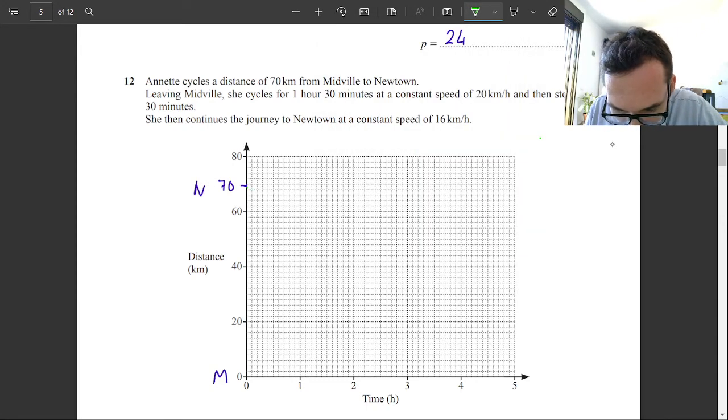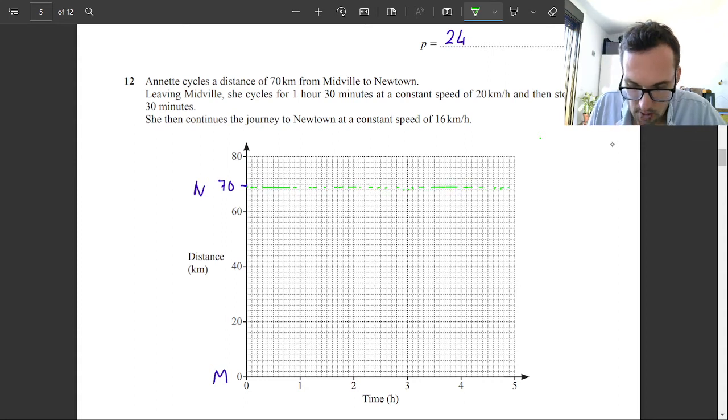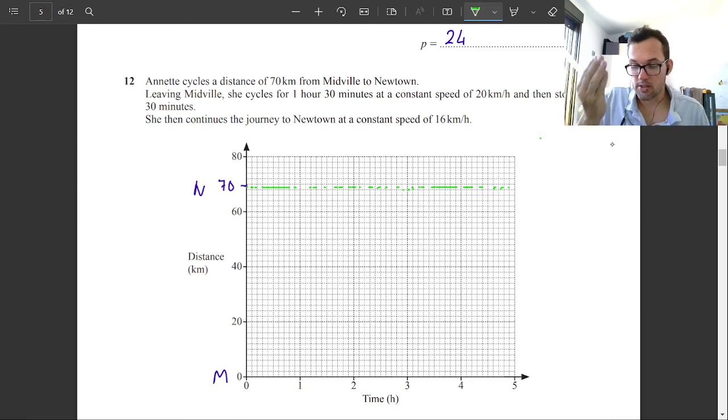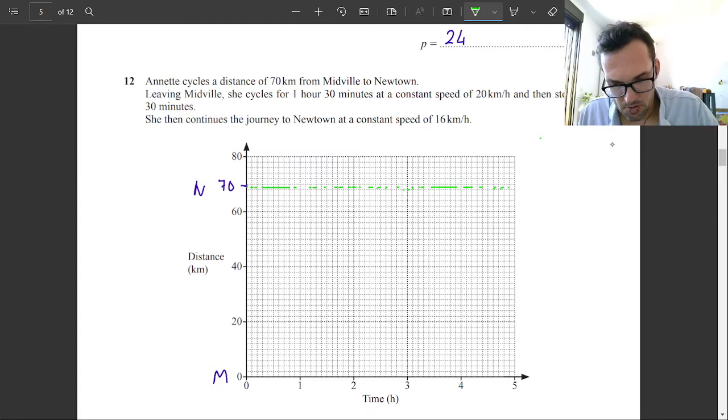Right, so at some point, she's going to stop on this line, which is 70 kilometers away. Okay, let's also look carefully at the scale. The vertical axis has 10 squares between 0 and 20, so each little square counts for 2 kilometers. Keep that in mind: each little square, 2 kilometers. Okay. Right. So that is the first piece of information.